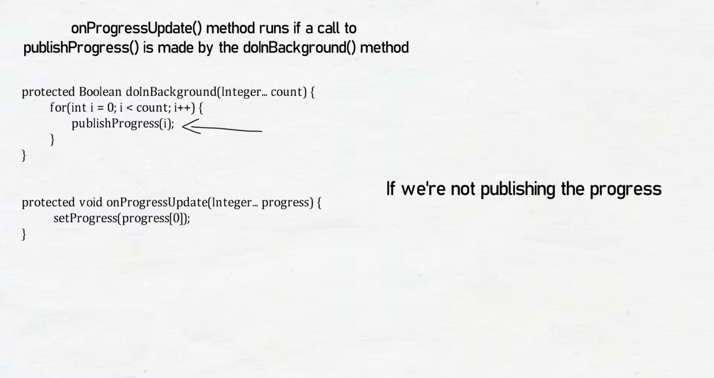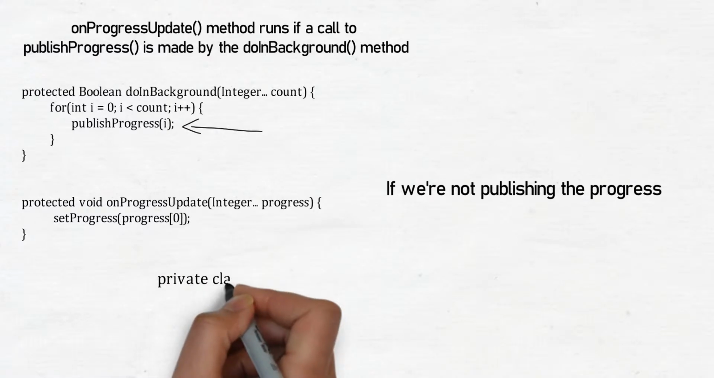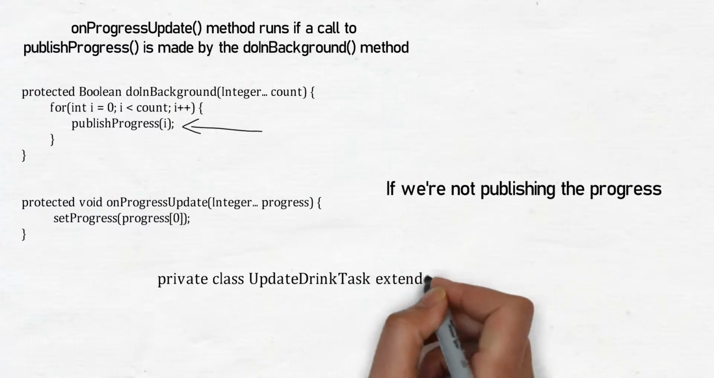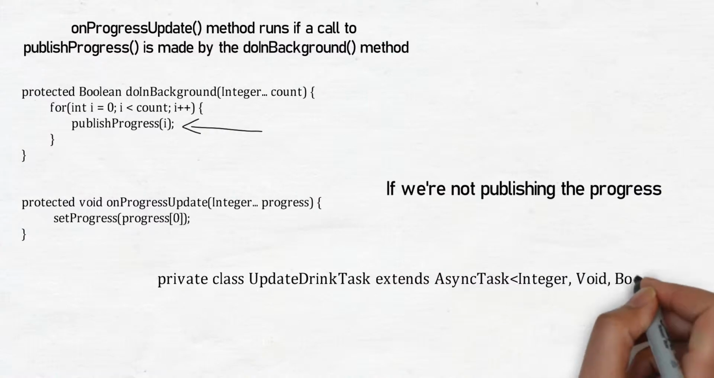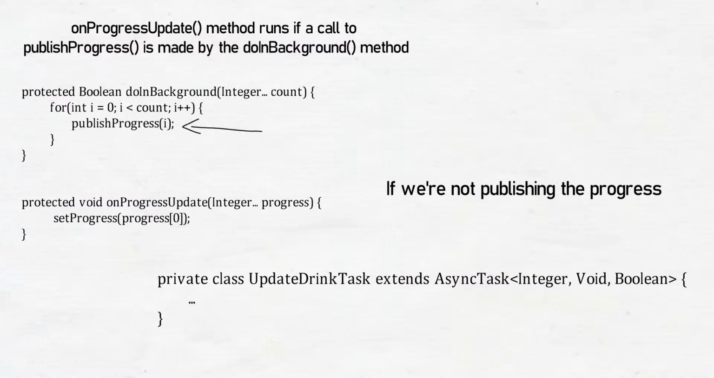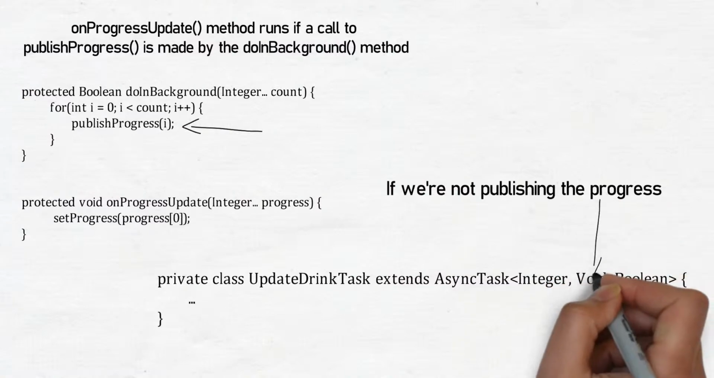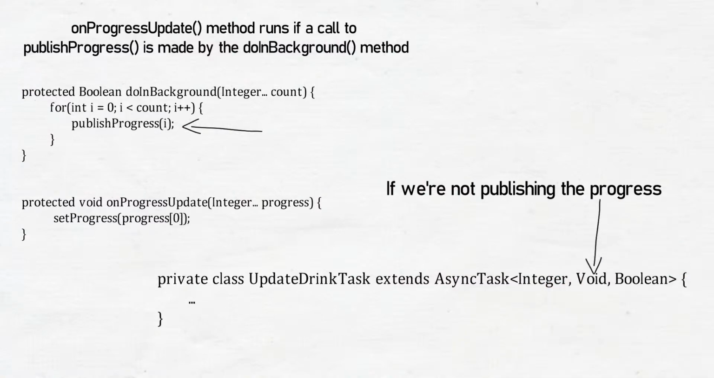We are not publishing the progress of our task, so we don't need to implement this method. We will indicate that we are not using any objects for task progress by changing the signature of UpdateDrinkTask. We are not using the onProgressUpdate method, so this is Void.